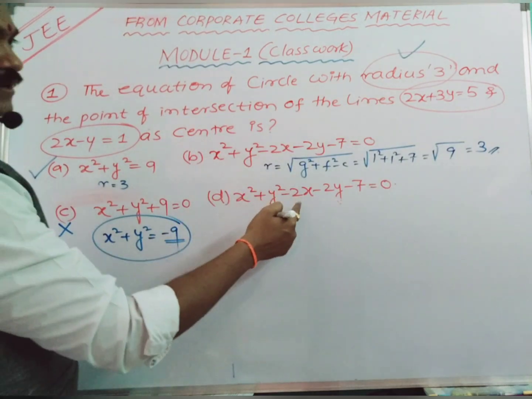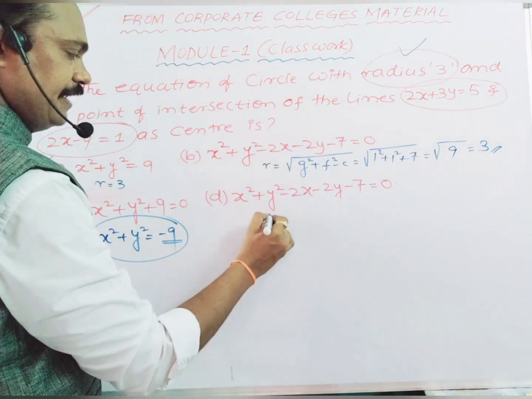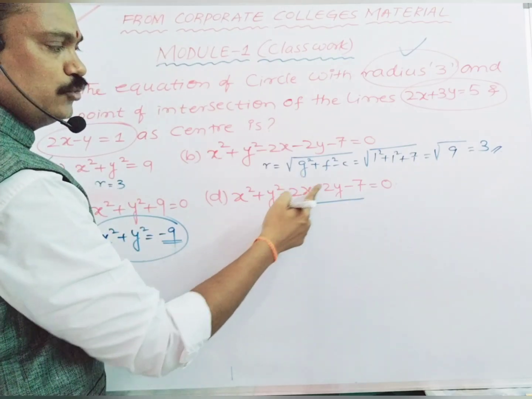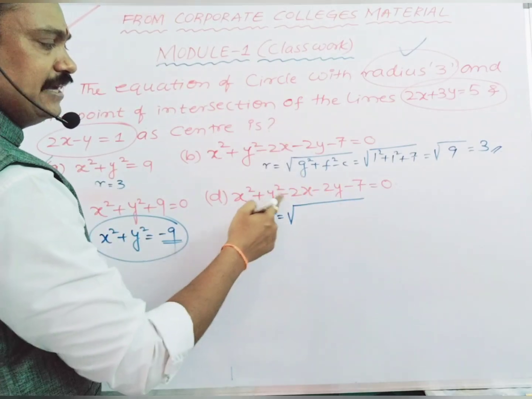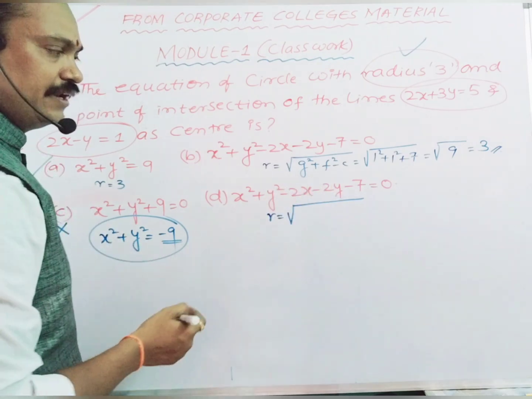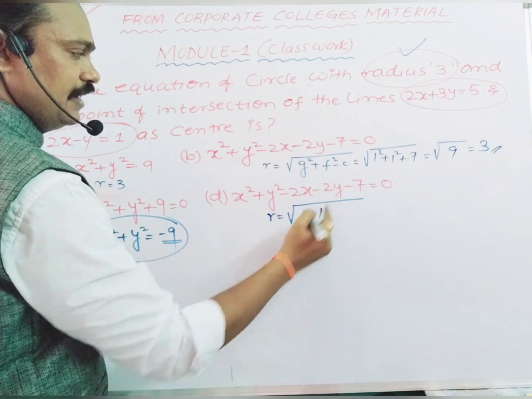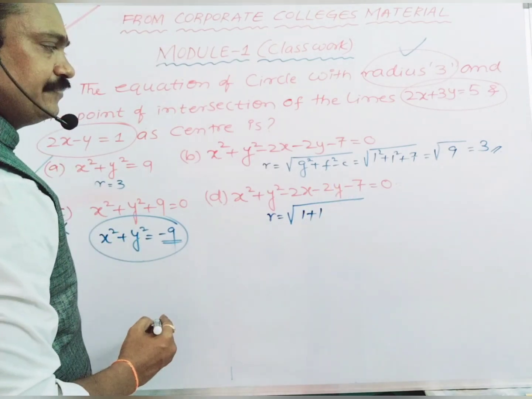What is the radius of this circle? Find. Radius is how much? 2g is minus 2, 2f is minus 2. So g value is minus 1, f value is minus 1. So minus 1 square is 1, minus 1 square is 1, and c value is how much? C value is how much?